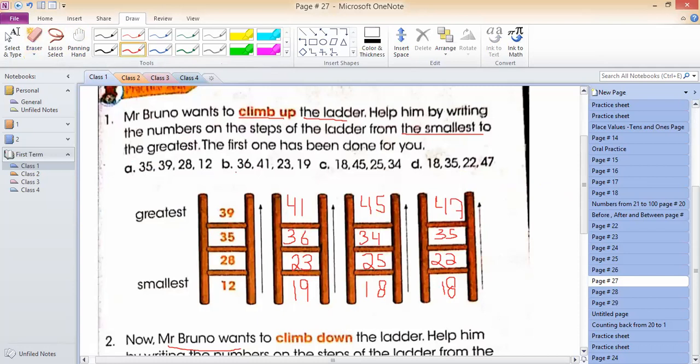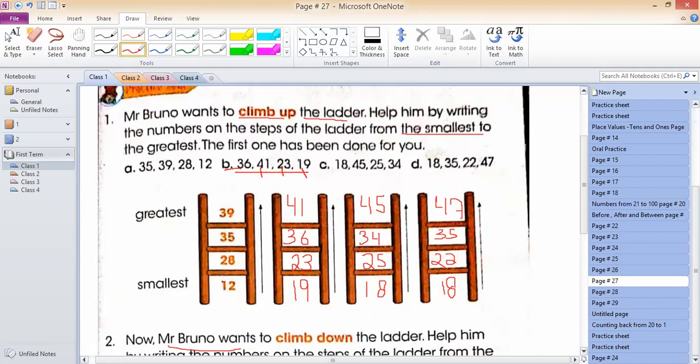So for B, guys, 36, 41, 23 and 19, you have to arrange the numbers from smallest to largest. That means you are looking for the smallest number first. So compare the tens and check which is the smaller number in the tens place. This is 3, this is 4, this is 2 and this is 1. You can easily see that 3 is less than 4 and 2 is less than 3.